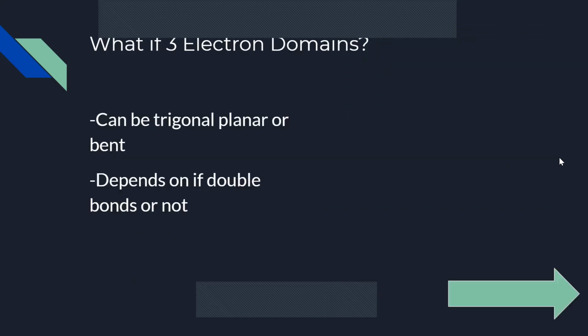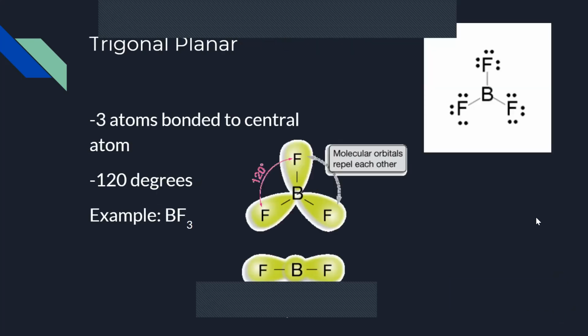So what if there are 3? Then it can be trigonal planar or bent. And that depends on if there are double bonds or not. So trigonal planar, we have 3 atoms bonded to the central atom. So this would be 120 degrees.